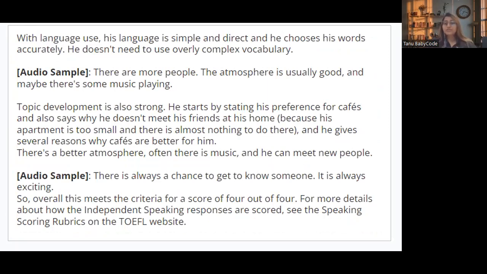Then topic development is also strong because he starts by stating his preference. He mentioned his preference for cafes. And he also mentions why he doesn't need friends at home. So he gives several reasons why cafes are better for him. The topic development was very good, connecting one idea to another, right? So overall, this meets the criteria for a score of 4 out of 4, right? So you can look at an independent speaking response and how these are scored.